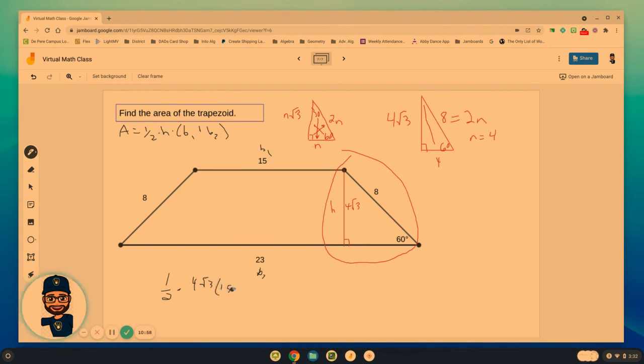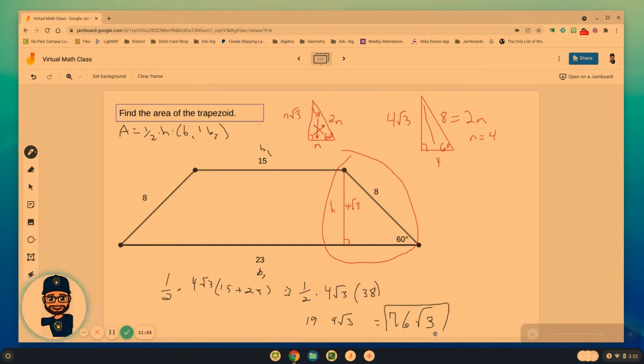times 15 plus 23. And if we follow the order of operations, that's going to be 1/2 times 4 square roots of 3 times 38. Because it's all being multiplied, I can take half of 38 and say that that's going to be 19 times 4 square roots of 3. And because 19 and 4 are both on the outside, we can multiply those together to get 76 square roots of 3 for the area of that trapezoid.